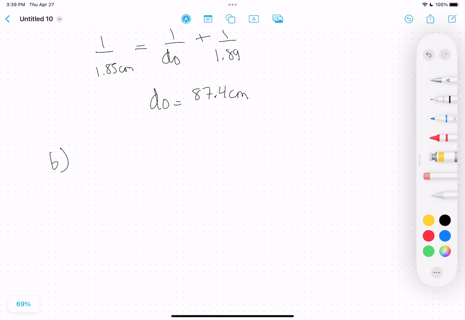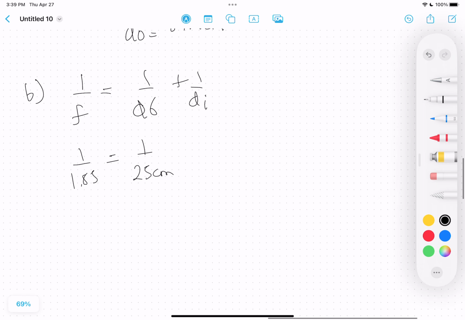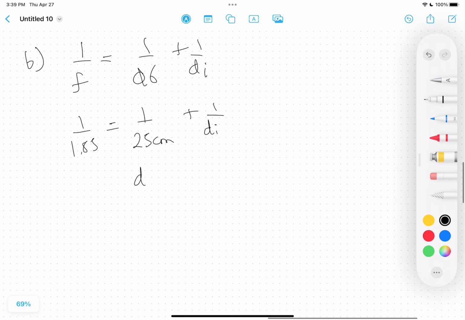So once again, we use the same equation, the thin lens equation. So 1 over f is equal to 1 over do plus 1 over di, 1 over 1.85 equals 1 over do, where do is the 25 centimeters, plus 1 over di, and that's what we're trying to figure out. So 1 over 1.85 minus 1 over 25, and then we solve for di, and that should give you approximately 2 centimeters for your image distance.